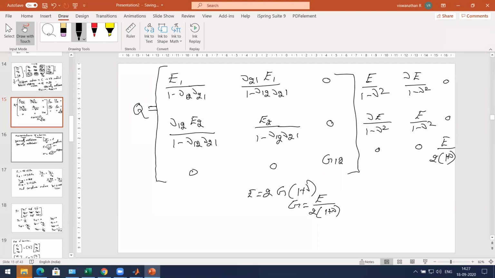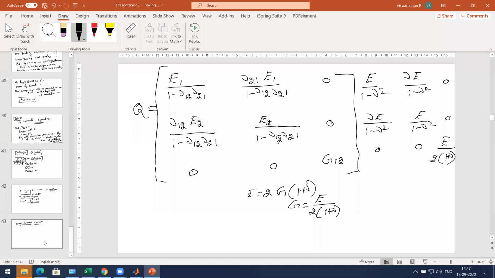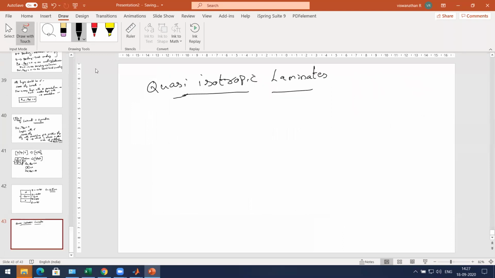I'll tell you. Now we are supposed to discuss quasi-isotropic laminates. Now, how do you describe a laminate? By its characteristics. It's with the A, B, and D matrix. Okay, A, B, D matrix.